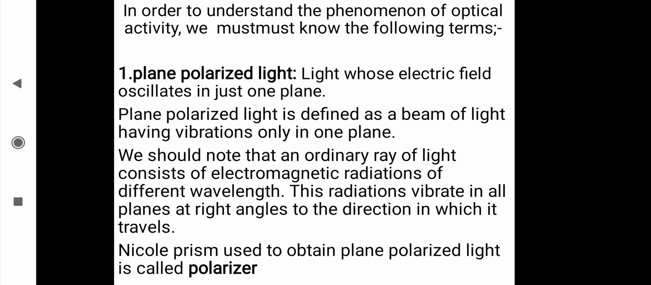But we cannot talk about plane polarized light without talking about nickel prisms. Nickel prisms are used to obtain plane polarized light, and they are called polarizers. In the next slide, I will show you the types of nickel prism you can use, because basically nickel prisms consist of two, what do you call that?